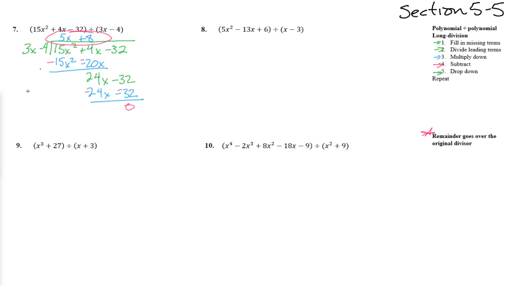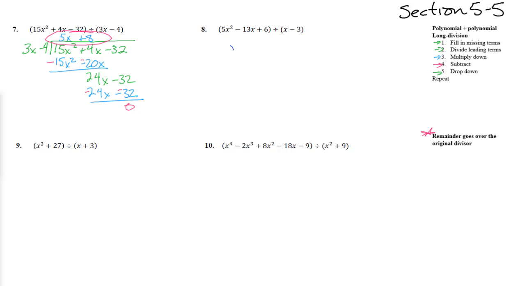So look at that. There we have our answer, 5x plus 8. And you could actually check that: 5x plus 8 as a binomial times 3x minus 4. Go ahead and distribute that, and you would get 15x squared. The middle terms would add to a positive 4x, and then you'd have negative 32. Cool.